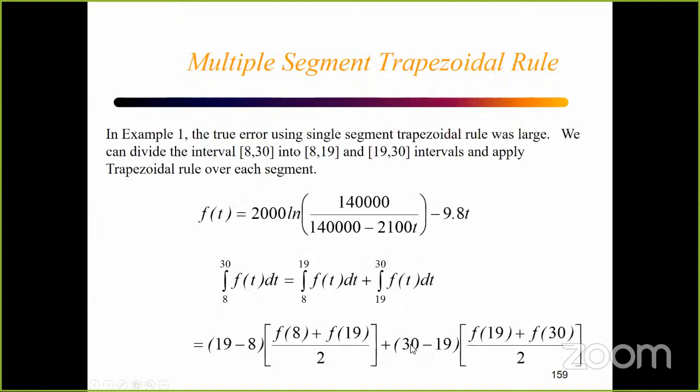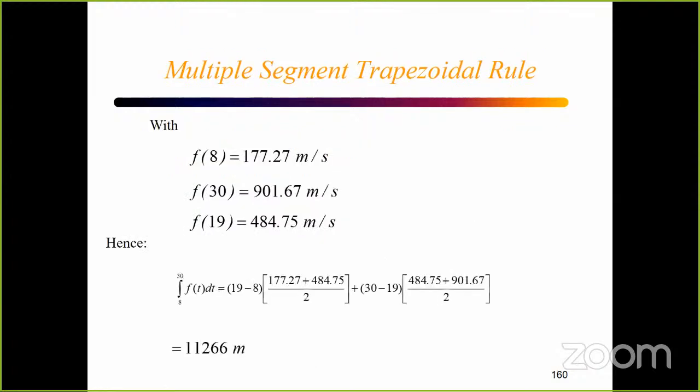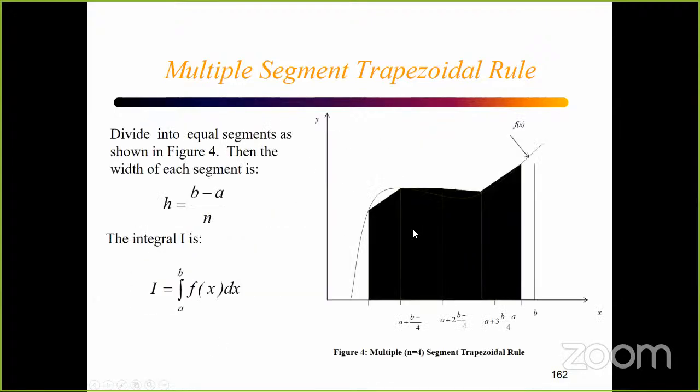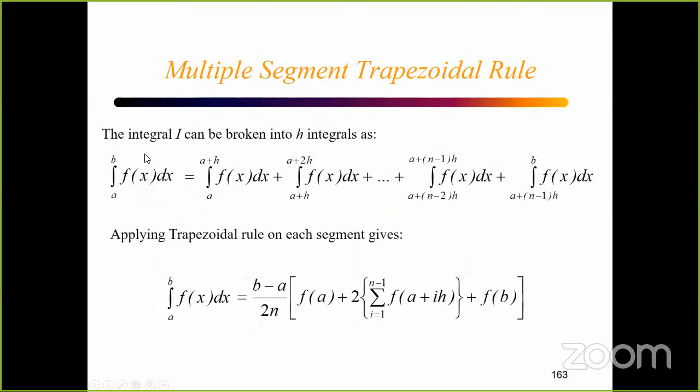If you go for a multiple segment trapezoidal rule instead of one segment, the error becomes about half of that value. With more segments, the error involved is even less. See that if you use many multiple segments, somewhere it matches exactly. If that is the case, an integral I can be broken into h integrals.